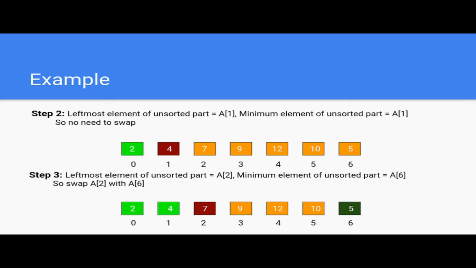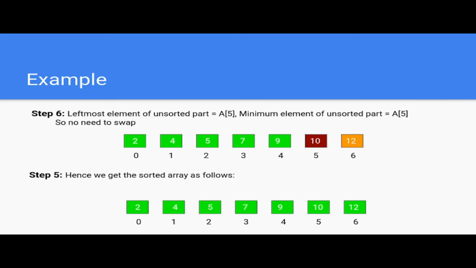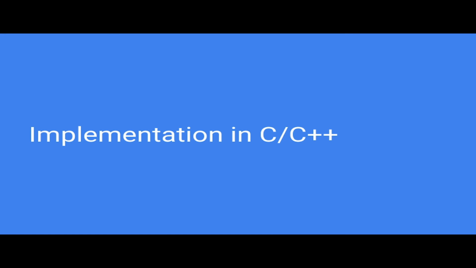So we are again going to swap the elements, and this goes on, and we get the elements as 2, 4, 5, then 2, 4, 5, 7, then 2, 4, 5, 7, 9, and at last we do not need to swap the 10 and 12 because they are already sorted, and hence we get the array as 2, 4, 5, 7, 9, 10, 12. So this is the sorted array, and we have used these 3 steps only to get the sorted array. So the implementation is very easy for the selection sort algorithm.